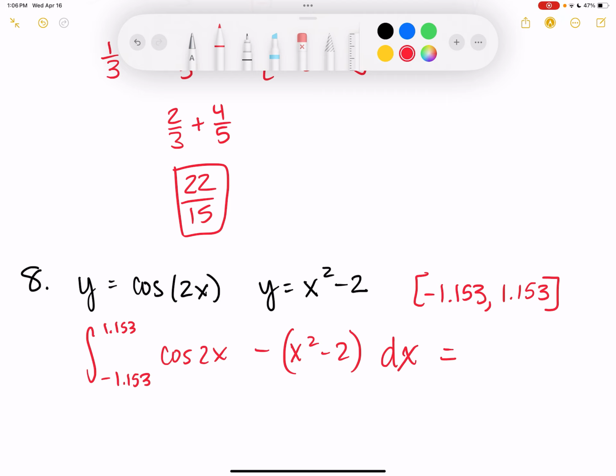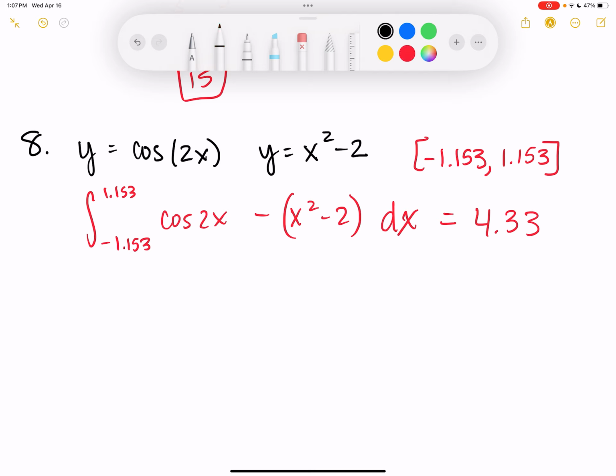I got 4.33. Well, I'm actually, that was very funny. Actually, I got 4.3318. Yeah, well, I got 4.33.